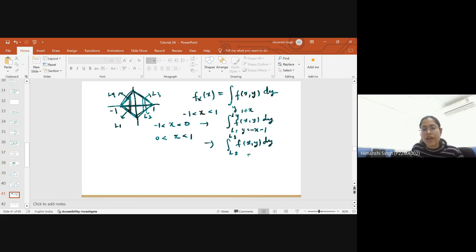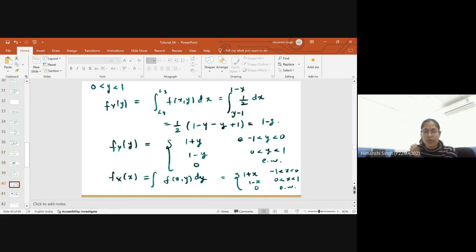Similarly we can find it for this one, and then we'll get the density of f_X to be equal to the density of f_Y. So this will be the same.